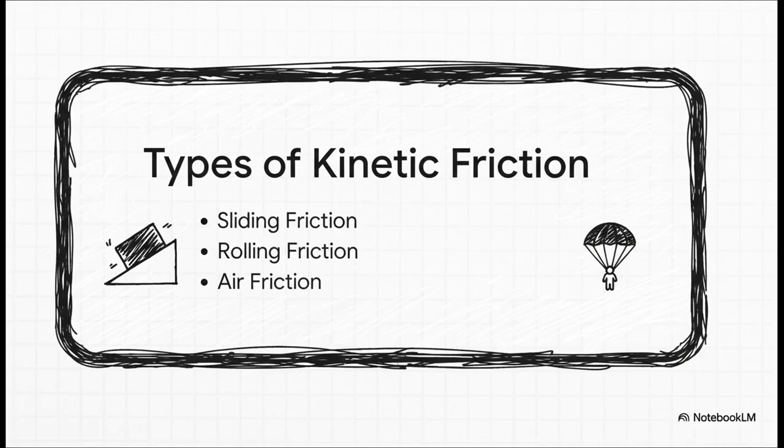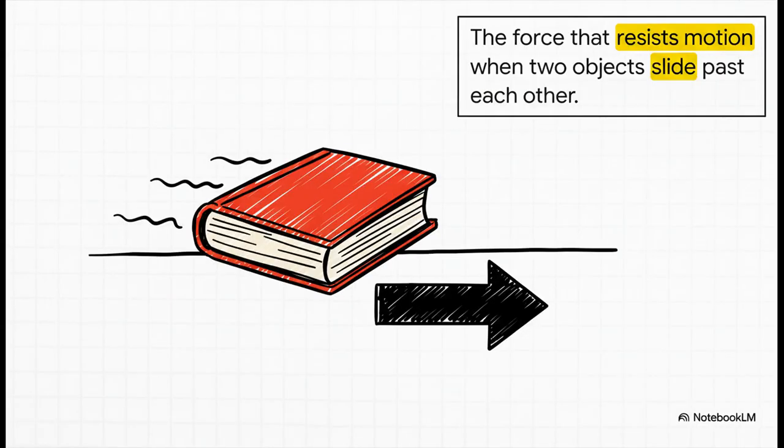So let's quickly break down the three big ones you'll run into. First, you've got sliding friction. This is the classic, the one we all think of. It's just what happens when two solid surfaces slide right past each other. Like a hockey puck gliding on ice, or that book you just shoved across your desk.